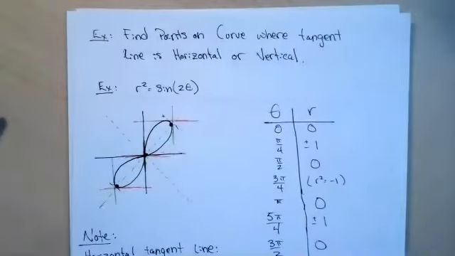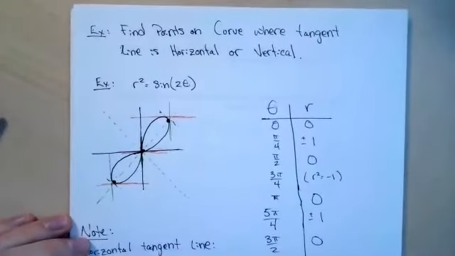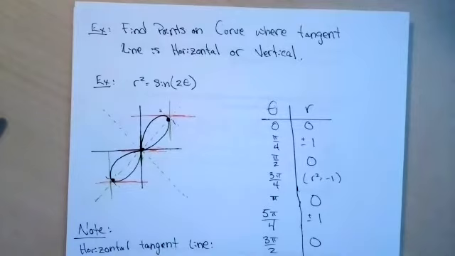So I think we left off yesterday in the middle of a problem, did we not? We're working on this one, yeah? Find the points on a curve where the tangent line is horizontal or vertical. This is kind of like the last set of problems you have to do. These problems are going to show up on the WebAssign.